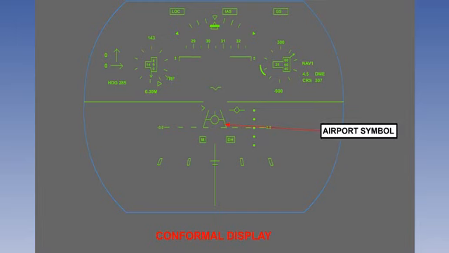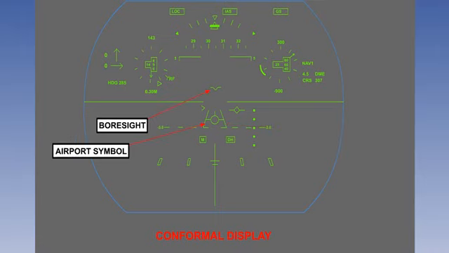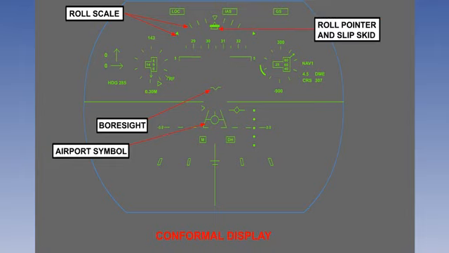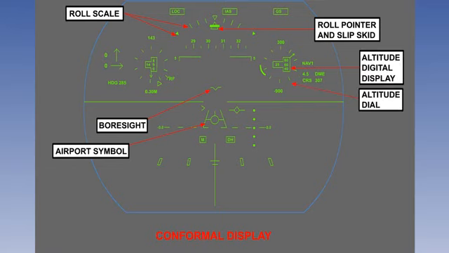Here is the airport symbol. And here is the bore sight. This is the roll scale, which shows angle of bank. And these are the roll pointer and slip or skid indicators. There is an altitude display and an altitude dial. An analog worm display gives us vertical speed information.